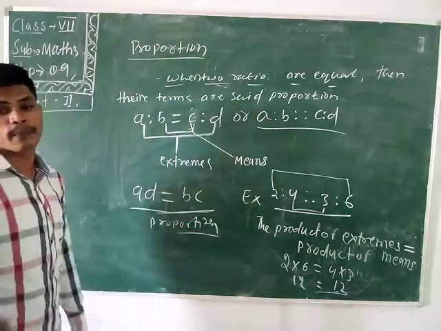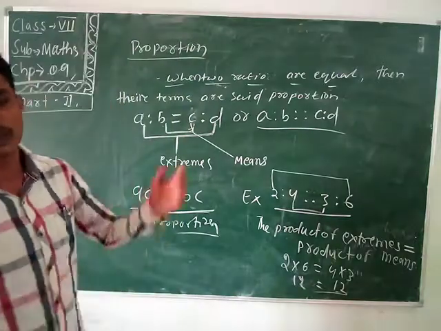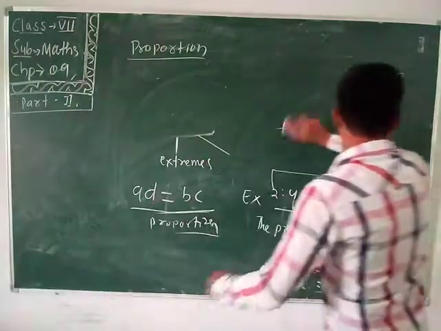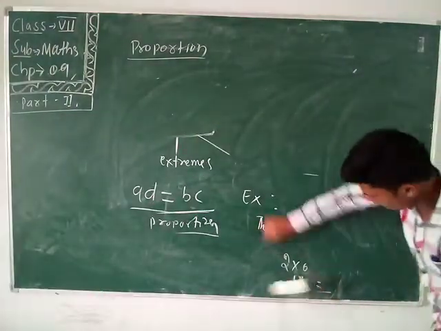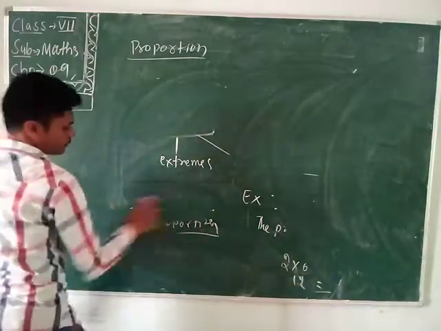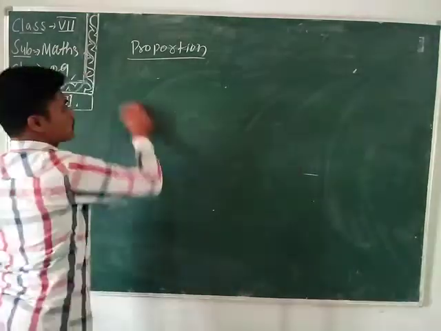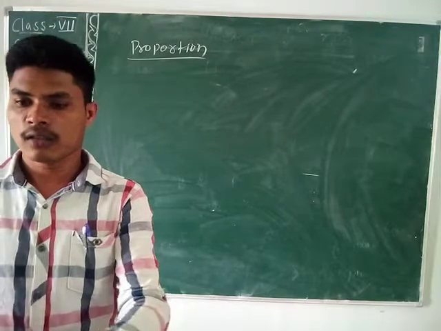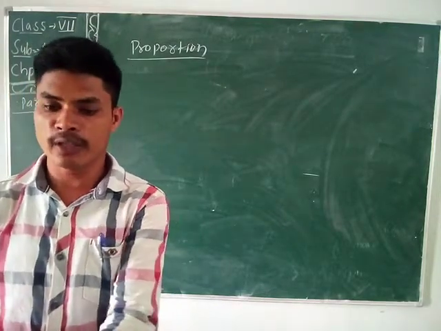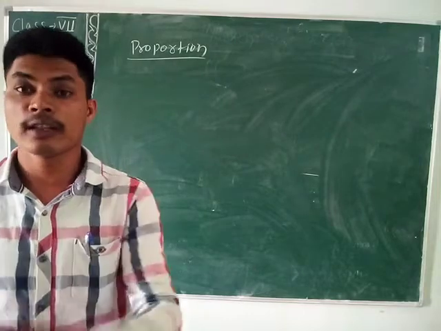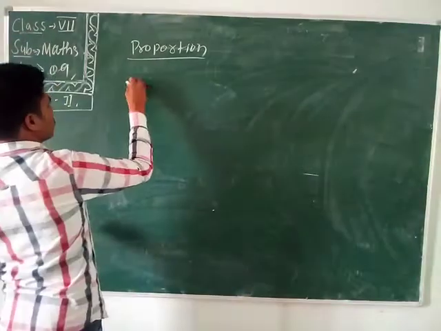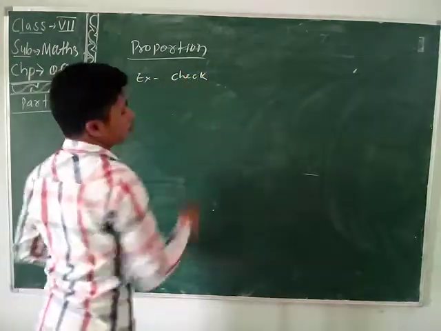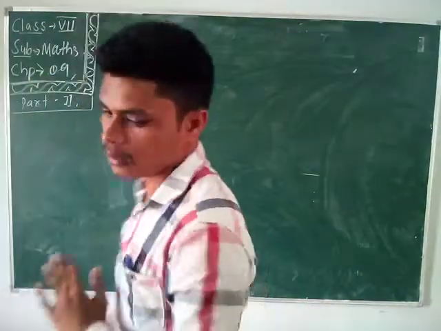Now how can we find proportion? The question is to find whether the given numbers are proportion or not. How can we know whether two ratios are in proportion? We will find out the ratio. Proportion means when the two are equal. See examples. Check whether it is proportion or not.